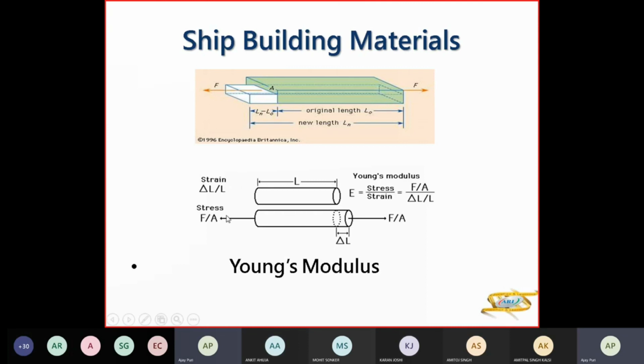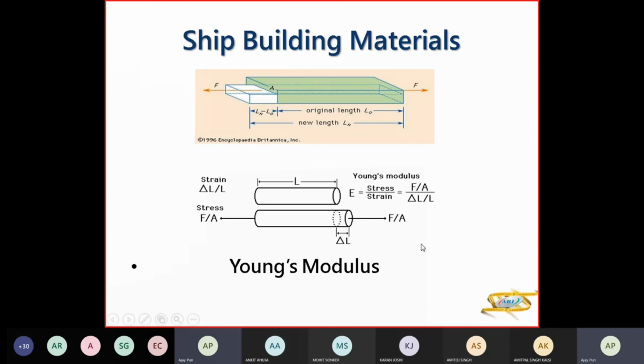So your stress is force per unit area, and delta L is the change in length due to the stress applied. Young's modulus states stress by strain. So this is F by A divided by delta L by L. Eventually you will have F into L divided by delta L into A. That is your Young's modulus for the elongation of the material.